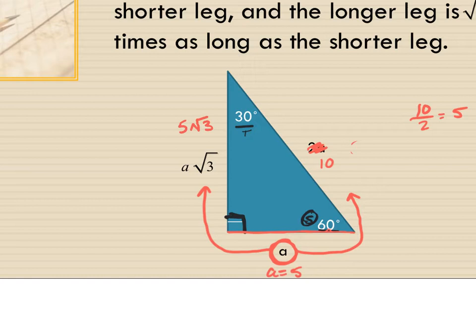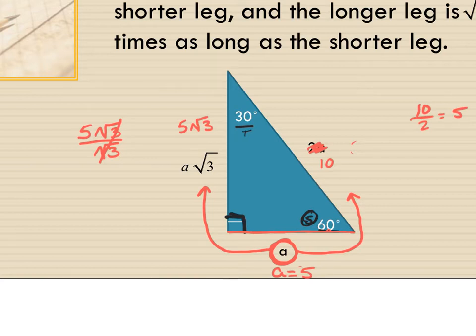Now check it out. Let's pretend that I know the long leg. How would I find the short leg? You divide by the square root of 3. Look at this: 5 square root of 3 divided by the square root of 3. Those will cancel, leaving me just 5.